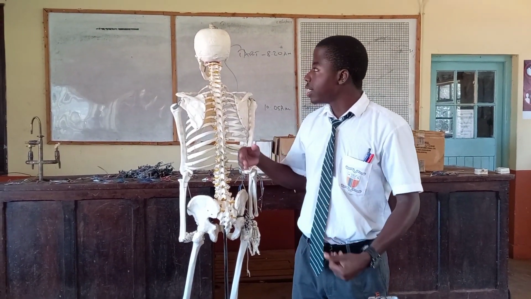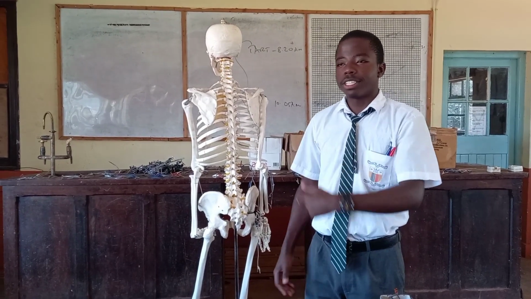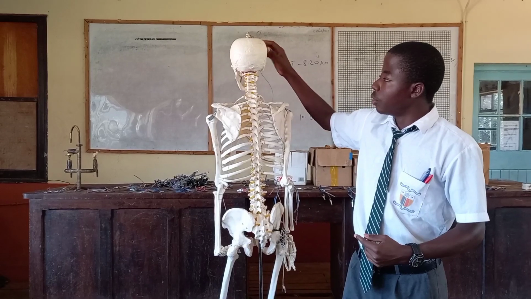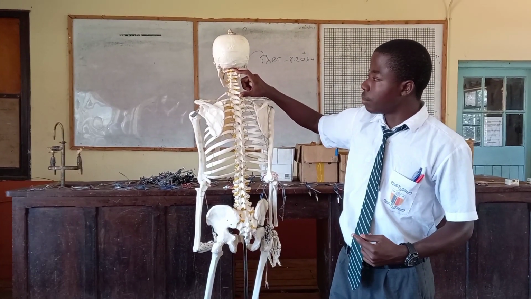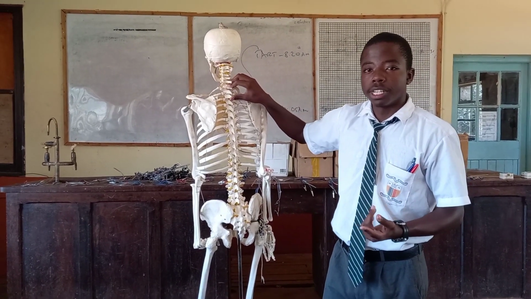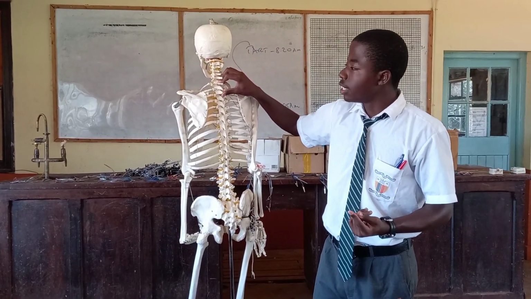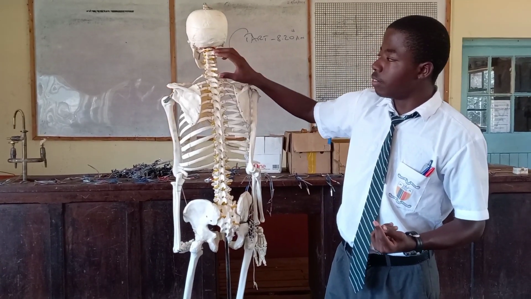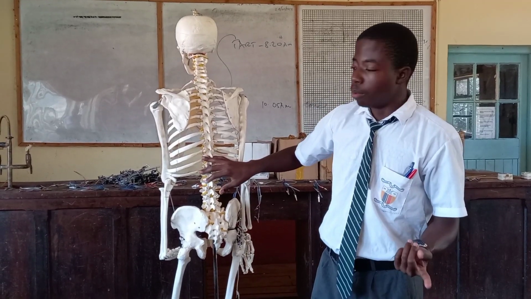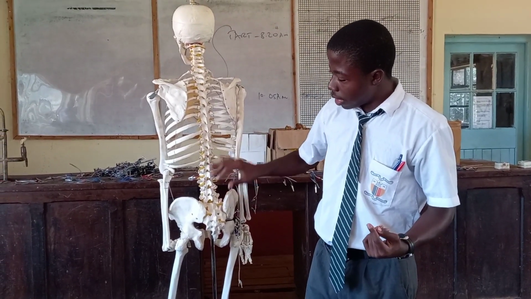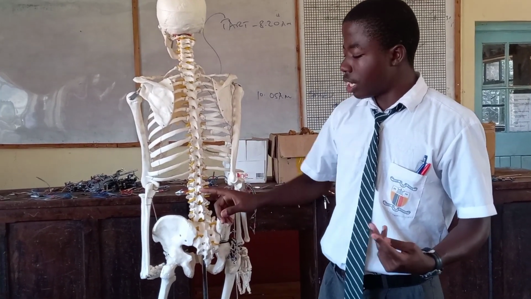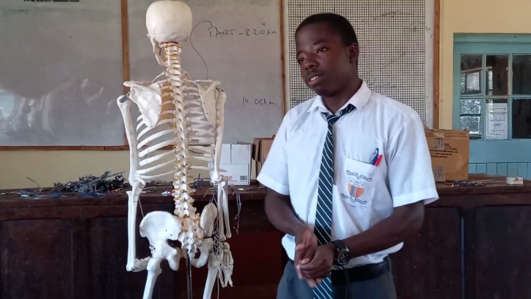I'm here to summarize the human skeleton. We started with the skull, and then we went to the cervical vertebrae, just found in the neck region. After the cervical, we have the thoracic vertebrae, followed by the lumbar vertebrae. Then, after the lumbar vertebrae, you have the sacral vertebrae. Then, after the sacral vertebrae, you have the caudal vertebrae.